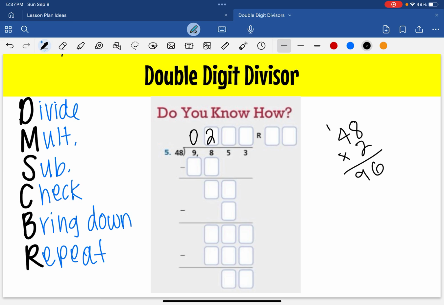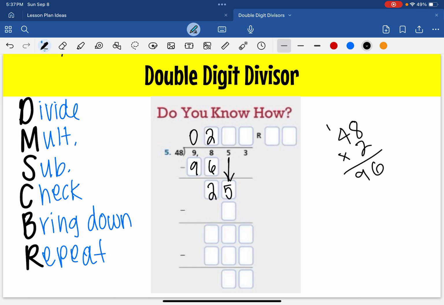Then I multiply. What is 2 times 48? 96. Then you subtract to get 2. Now you check. Is this answer to your subtraction problem less than 48? Yes, so we are good to go and move on to the next part. Next is we bring down the 5.